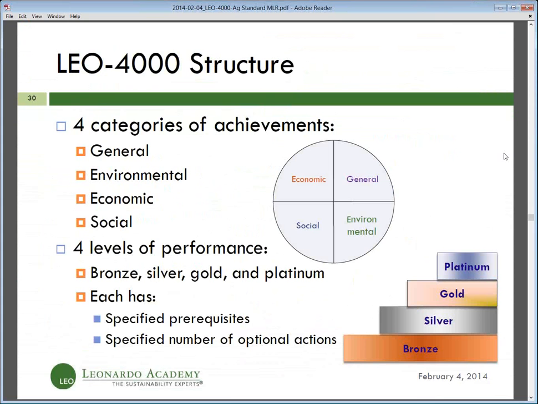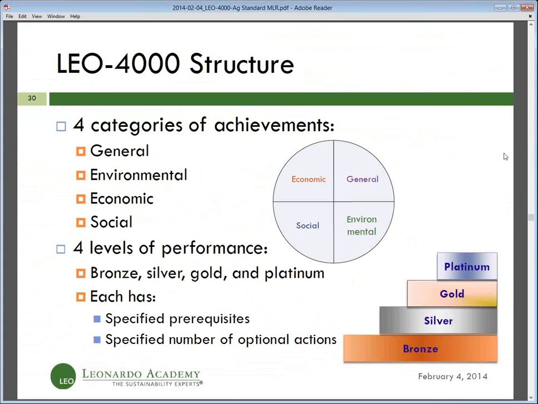The Leo 4000 structure: there are 4 categories of achievement: general, environmental, economic, and social. General essentially provides some of the structure that's important for the standard, and then environmental, economic, and social touch on the 3 legs of sustainability.